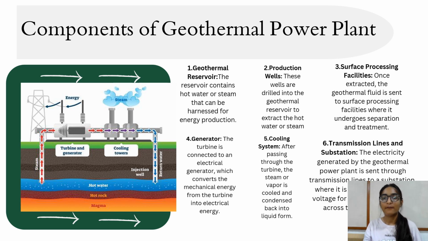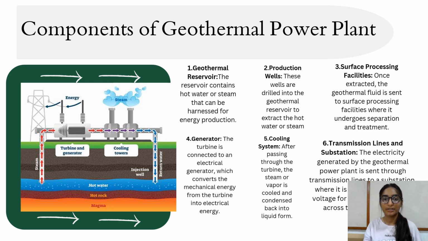Cooling system. After passing through the turbine, the steam or vapor loses its energy and is cooled down. This cooling process causes the steam to condense back into liquid form, ready to be reheated and reused in the geothermal generation cycle. Transmission lines and substation.